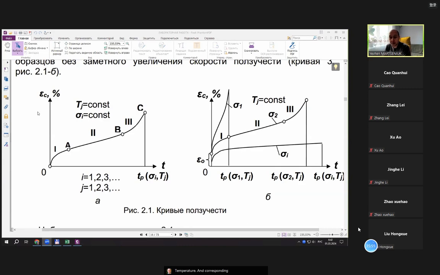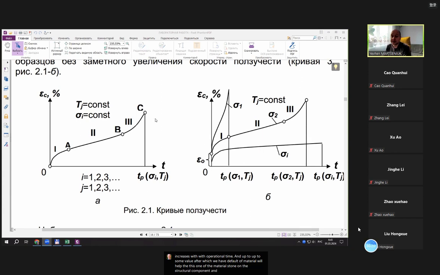And you can see that the plastic deformation increases with operational time, up to some value after which we have the failure of the material. We have the destruction of the material, the destruction of the structural component.